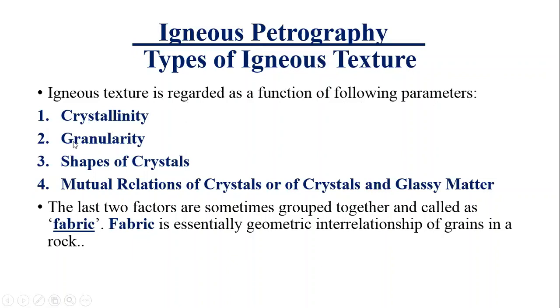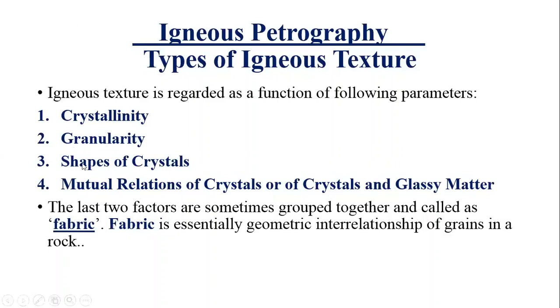First is crystallinity, second is granularity, third is shapes of crystals, and fourth is mutual relations of crystals and glassy matter. So these are the four major parameters on which the igneous texture depends, or by which the igneous texture is affected.